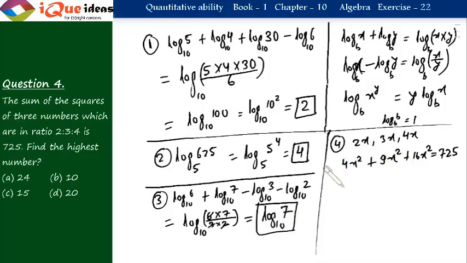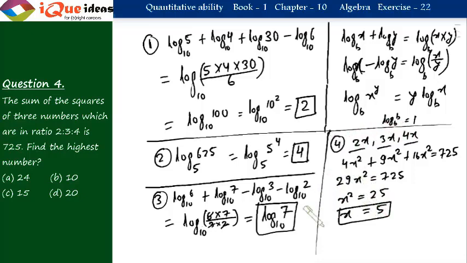So 4x square plus 9x square plus 16x square: 16 plus 9 is 25, plus 4 is 29. So 29x square is 725. If you divide, you get x square equal to 25 and hence x is equal to 5. Once you get the value of x, you can find the values of 2x, 3x and 4x. The question is asking to find the highest number, which is very clearly 4x. So it is 4 into 5, which is 20.